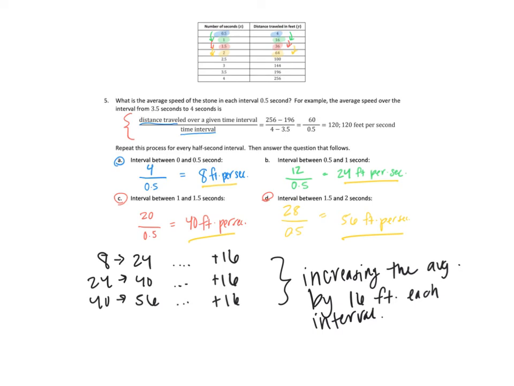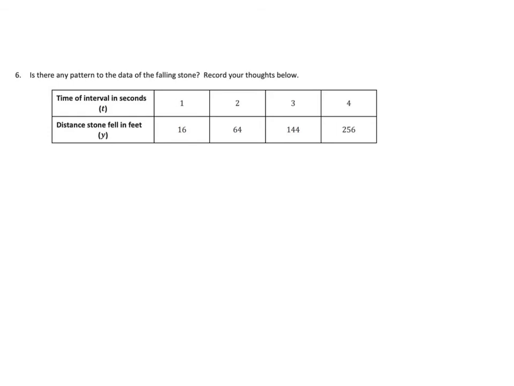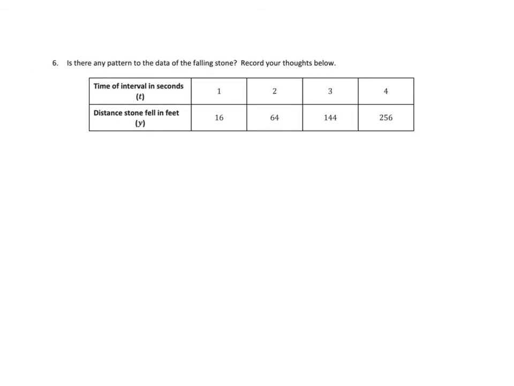Moving on to number 6. Number 6 says, is there any pattern to the data of the following stone? What I want you to do is look at this relationship here and see, do you see any pattern at all when it comes to this falling stone? Our table is a little bit sideways, but that does not matter. We still have our time and our distance. So to go from 1 to 16, 2 to 64, 3 to 144, 4 to 256.